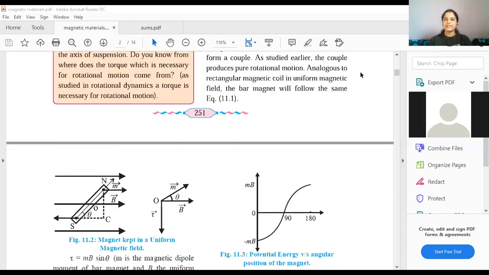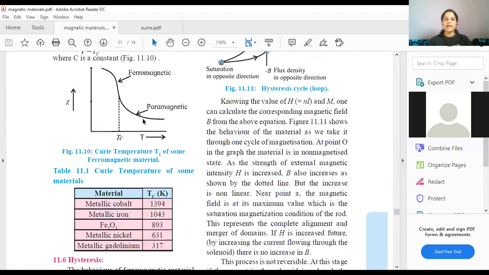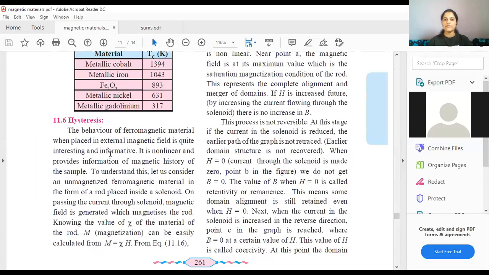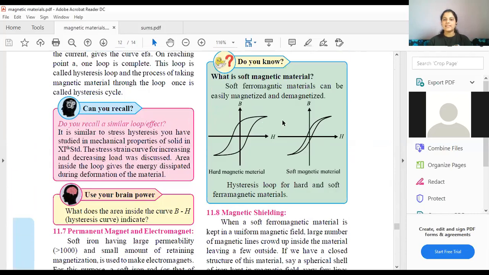Okay, so we are doing magnetic materials. We are almost towards the end of the chapter. In the last session, we did ferromagnetism and what is the hysteresis curve. I hope you all remember this. And at the very end, I discussed this point.